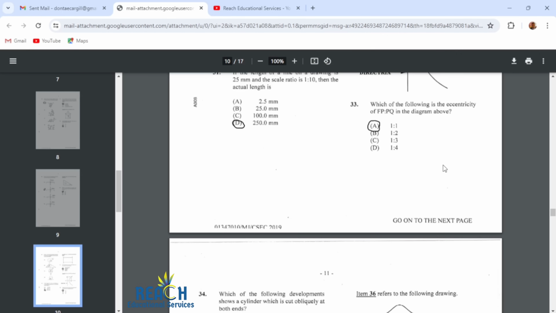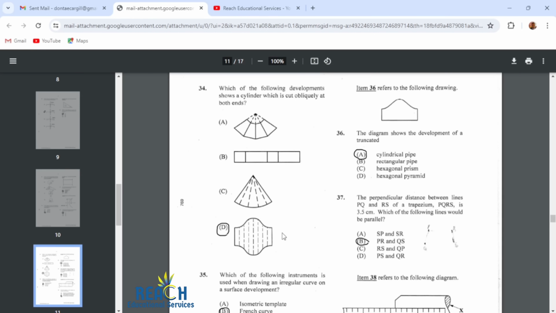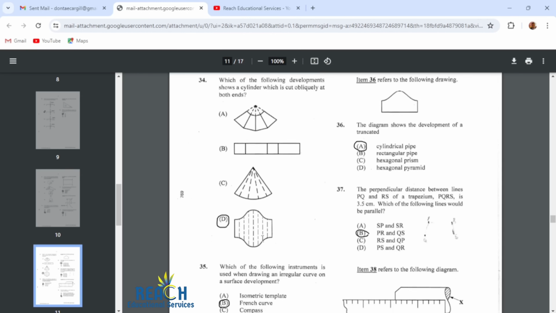All right, let's move to item 34 now. Which of the following developments shows a cylinder which is cut obliquely at both ends? The answer would be D. So that's cut at both ends. A is cut only at the top, B isn't cut at all, C isn't cut at all. So the answer is indeed D.